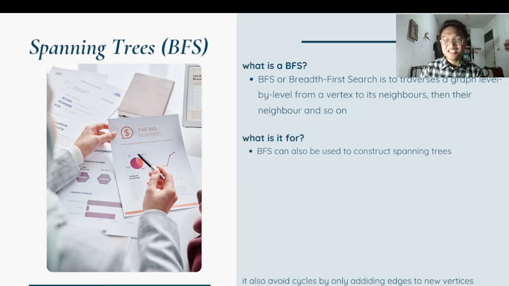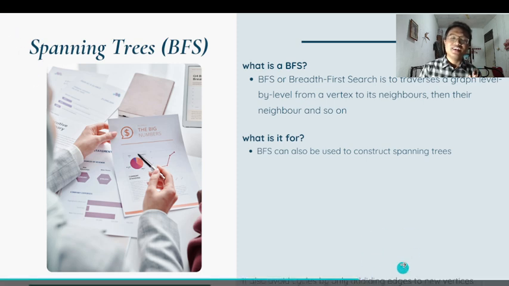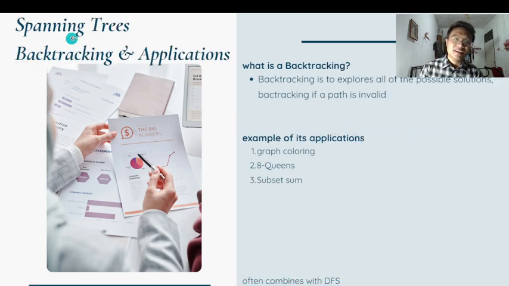What is BFS first? BFS is also known as breadth first search. That is to traverse a graph level by level from a vertex to its neighbors, then their neighbors, and so on. It also avoids cycles by only adding edges to new vertices. I added a note here. Okay, then to the next section: spanning trees, backtracking, and the application.